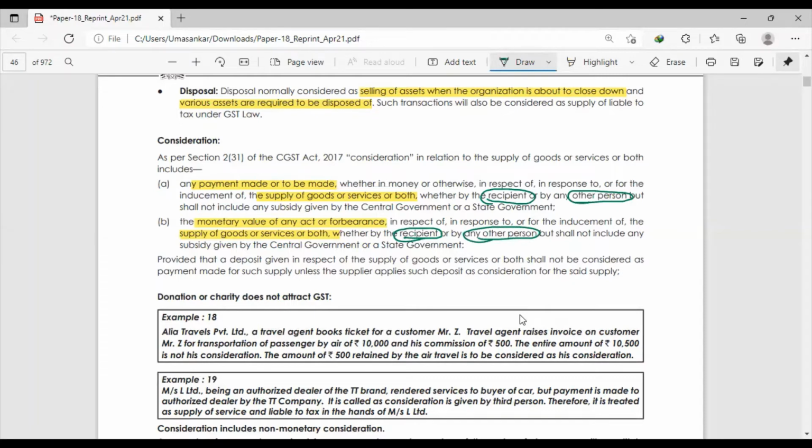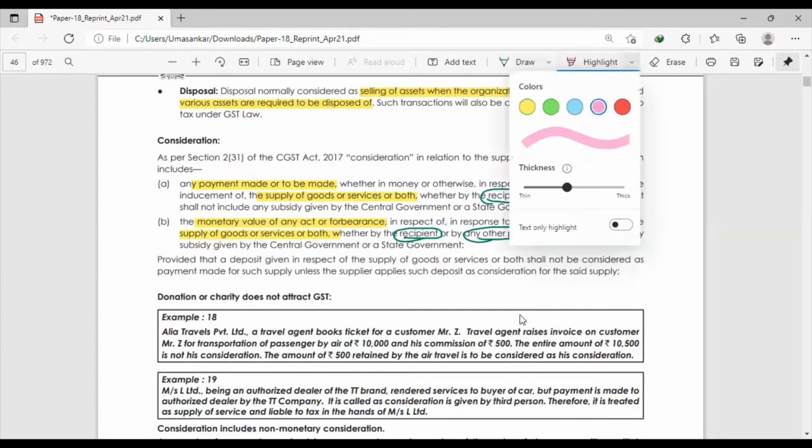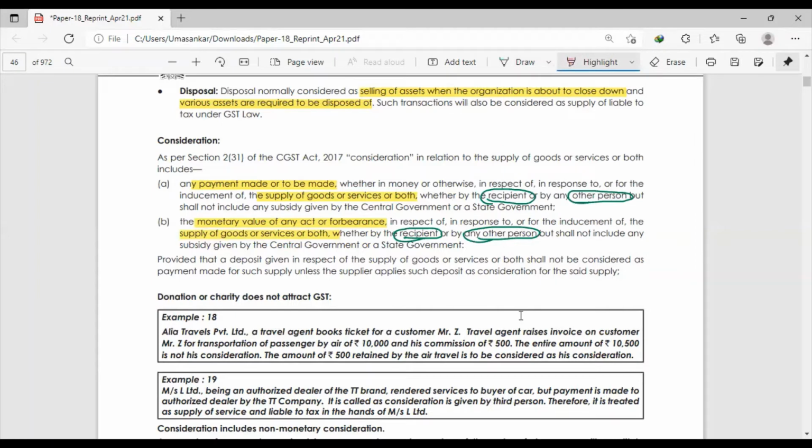But it shall not include any subsidy given by the central government or state government. This is also important. It shall not include any subsidy given by the central government or a state government. But if the subsidy is given by a local authority, then we will consider it in this consideration.